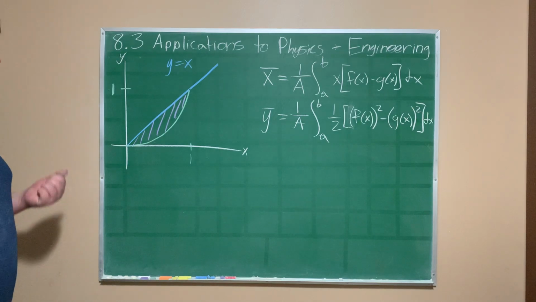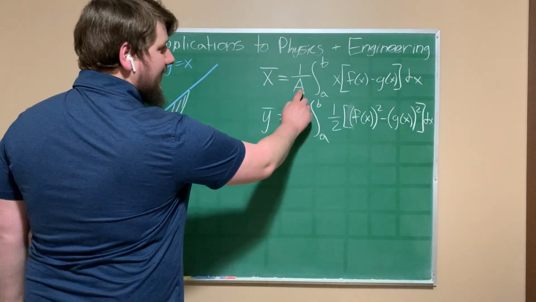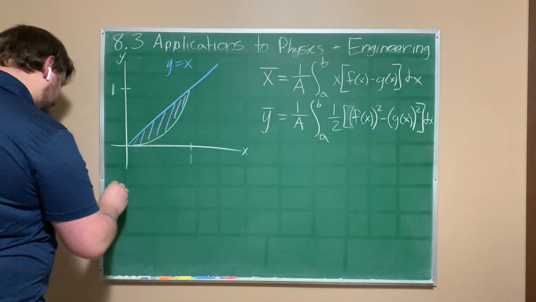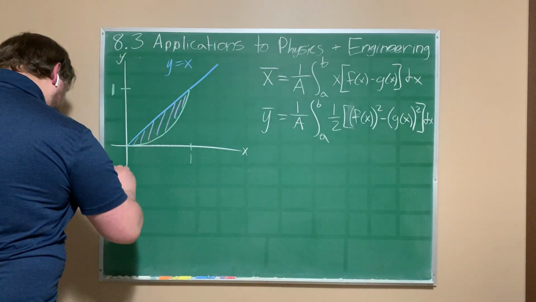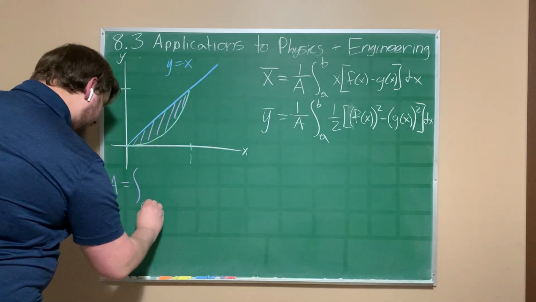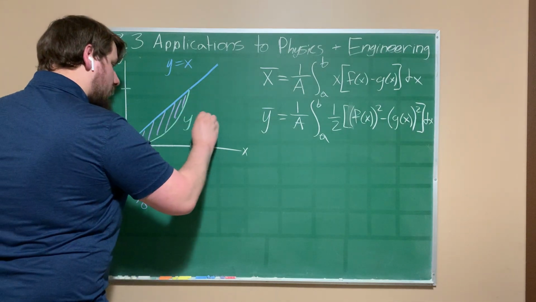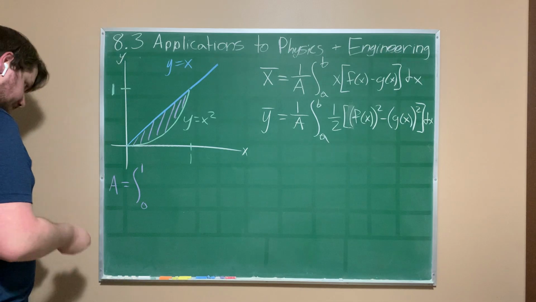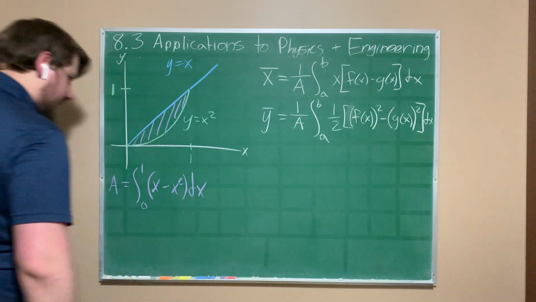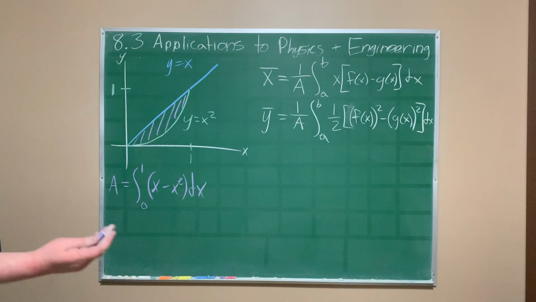So the first thing to do is I'm going to find A, the actual area of this graph here. So A, the actual area within the two graphs here, is going to be the integral from 0 to 1, so far left side to far right side, of the upper curve minus the lower curve. So that's going to be y equals x minus y equals x squared. So we're going to take x minus x squared dx here.